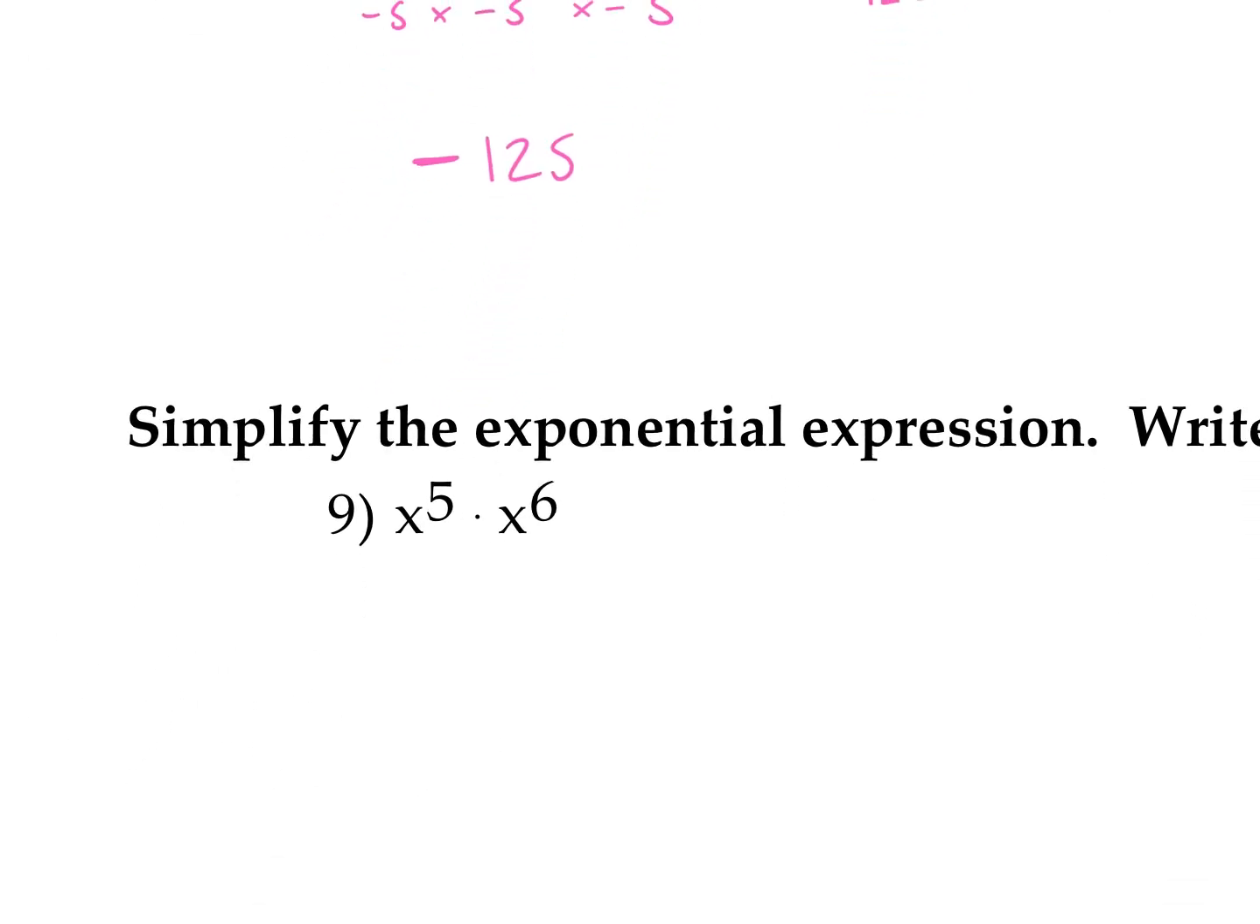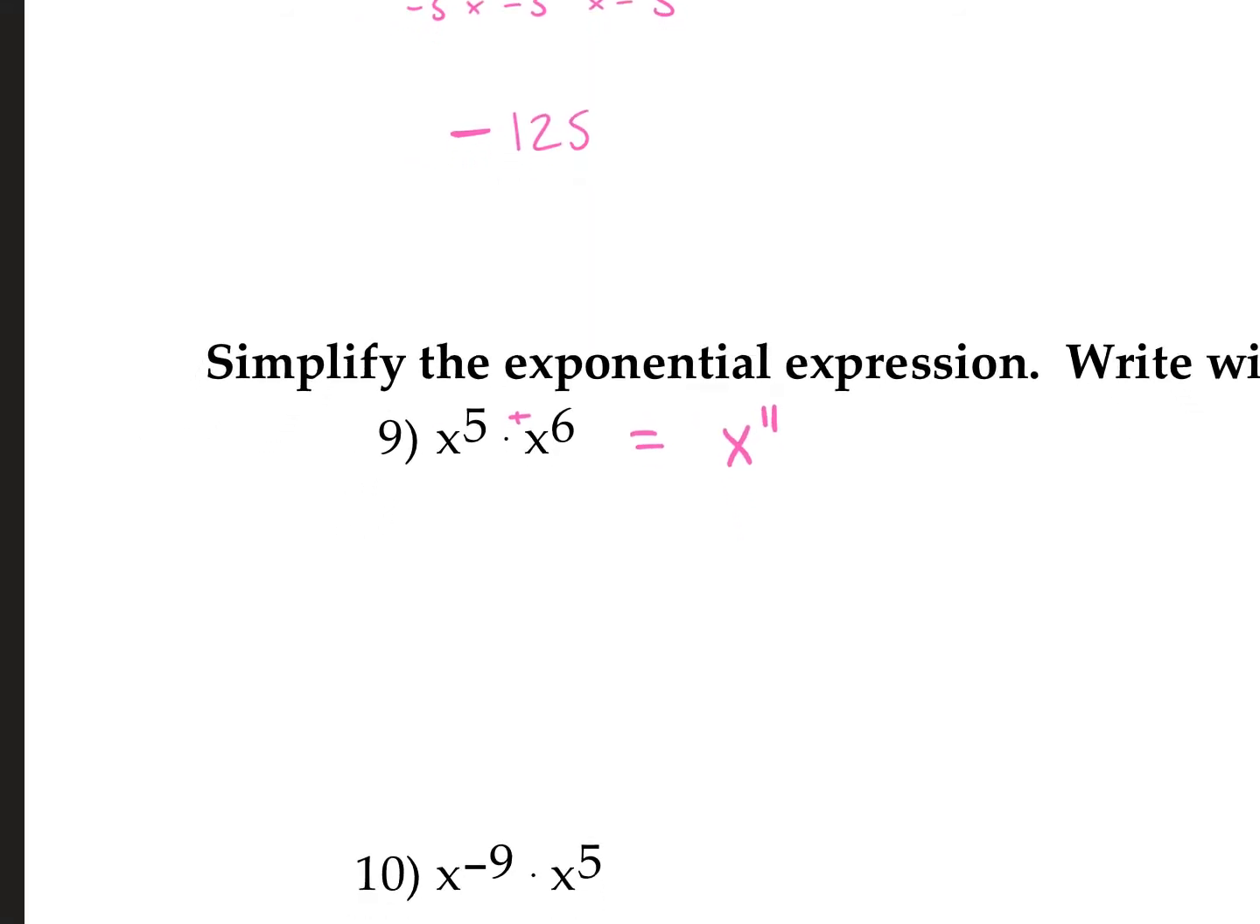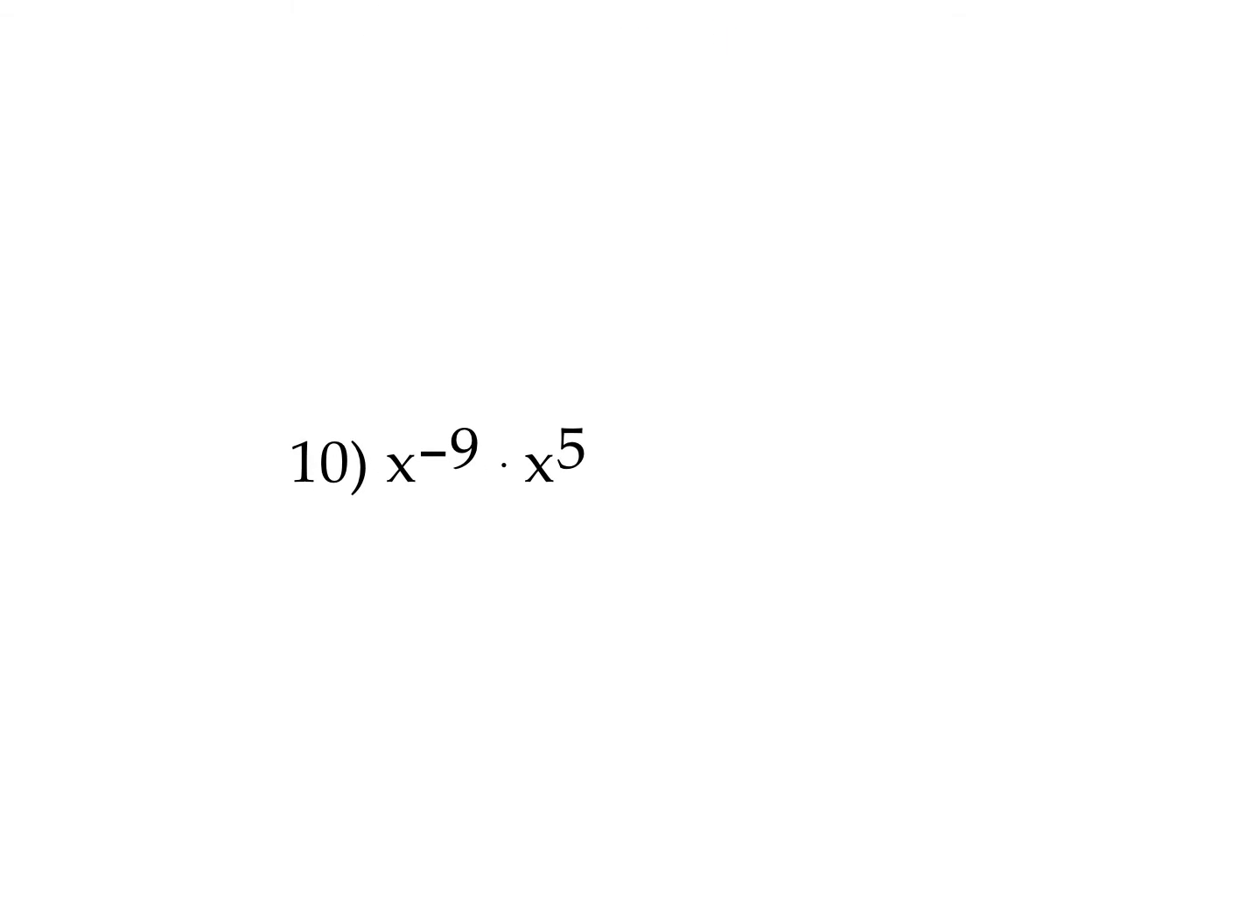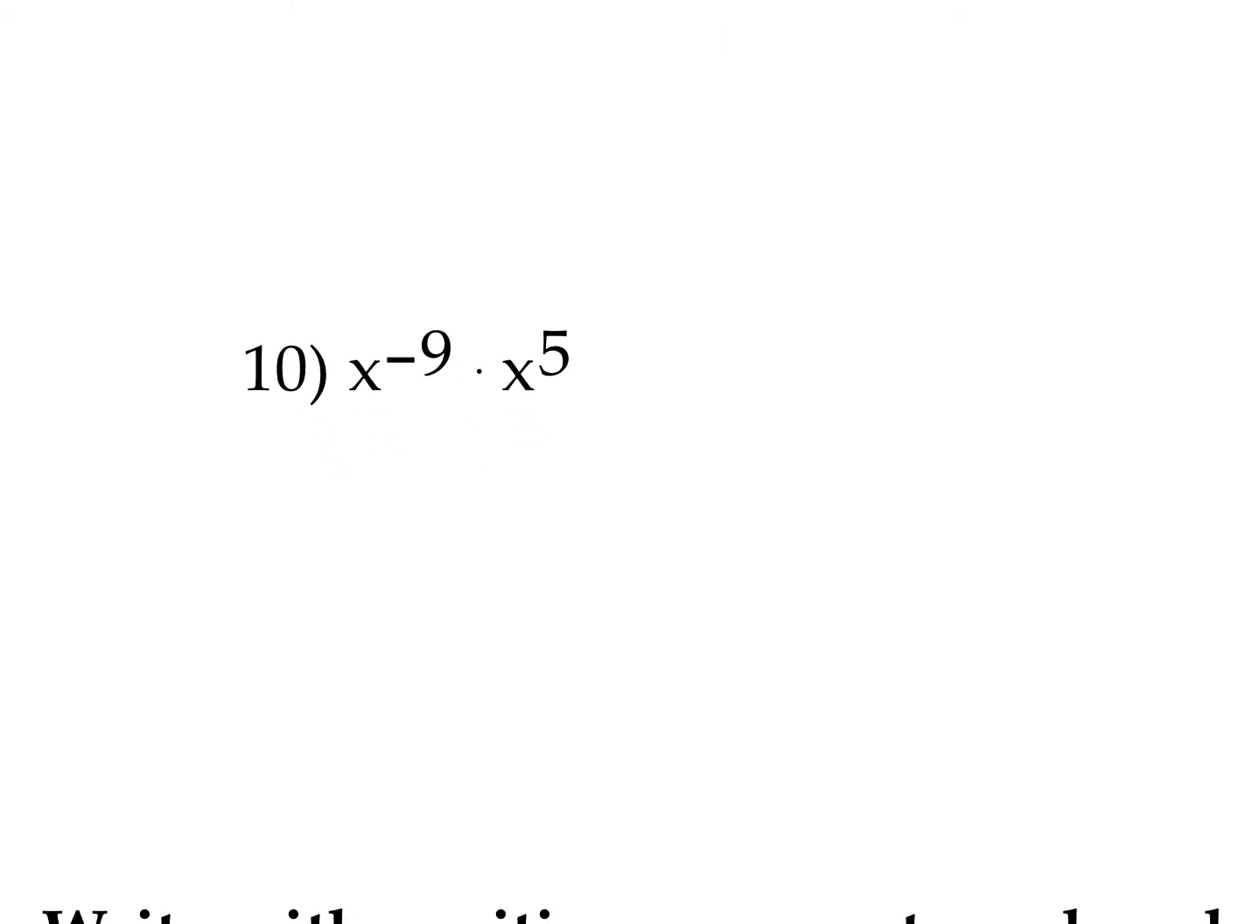Number 9, what's x to the 5th power times x to the 6th power? X to the 11th. We add the exponents. For 10, how do I solve 10? Add the exponent. So it's -9 plus 5. X to the power of -4. We don't like negative exponents in our answer, so what do I have to do? Perfect. 1 over x to the power of 4.